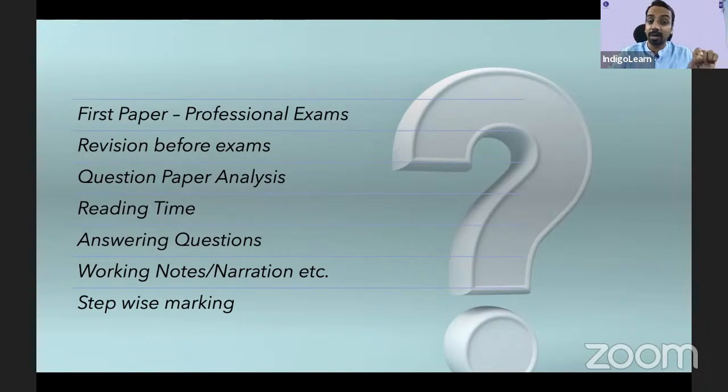Please don't think passing marks is 40. Please consider passing marks to be 50. Right? This is one context I wanted to set before I started off with the session.